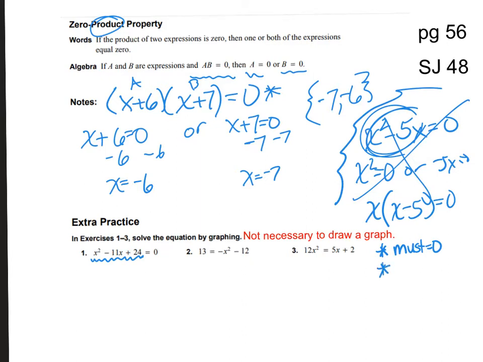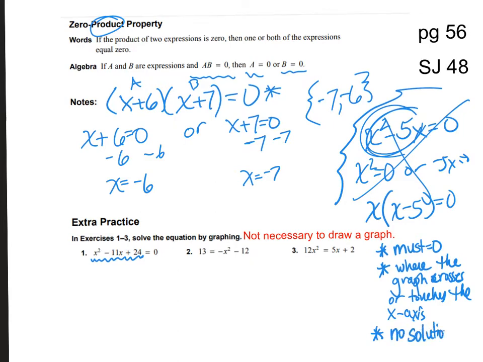How do you know the solutions? The solutions are where the graph crosses or touches the x-axis. So that's what you're looking for, where the graph crosses or touches the x-axis. If it does not touch or cross, then there's no solution. You may want to add no solution beside of it. You may want to say it does not touch or cross, but I did not write that there.